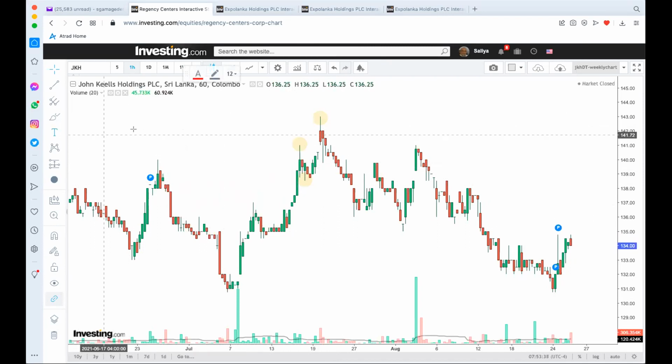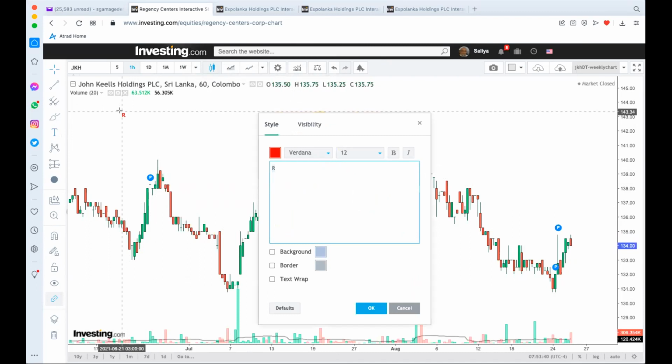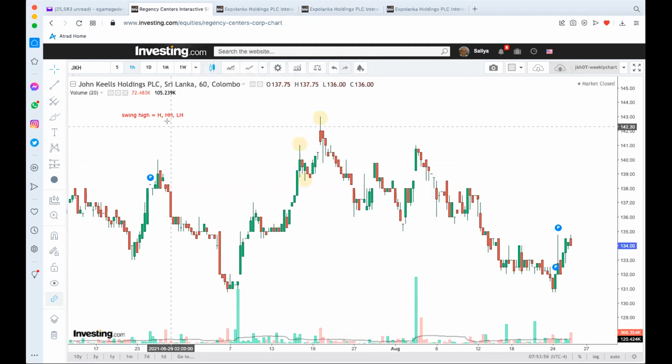So for a swing high, you need a high, then a higher high, then a lower high. Then you have a swing high, right?